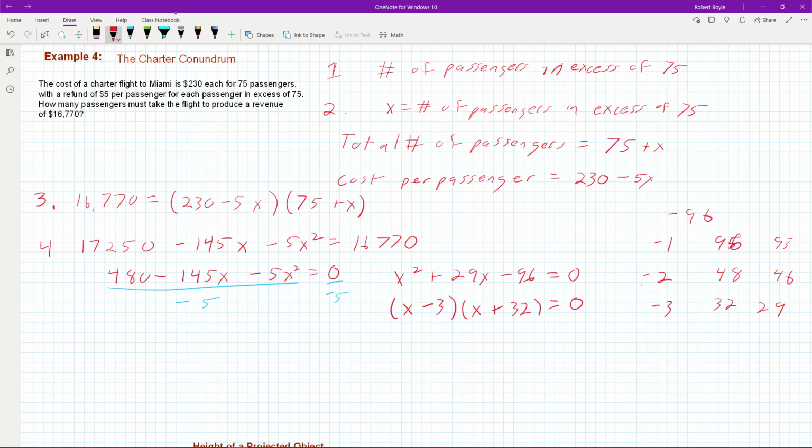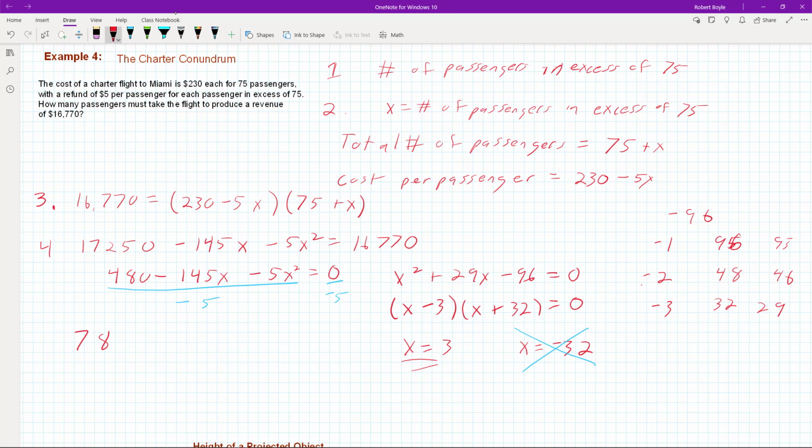If that's the case, then our potential solutions will be that x is equal to 3 and x is equal to negative 32. Well, first thing is you cannot have negative passengers in excess of 75. As a consequence, this solution right here is extraneous and can be excluded, and the only other solution left is x equal to 3. So you actually have 3 passengers in excess of 75. So the total number of passengers you have is 78.